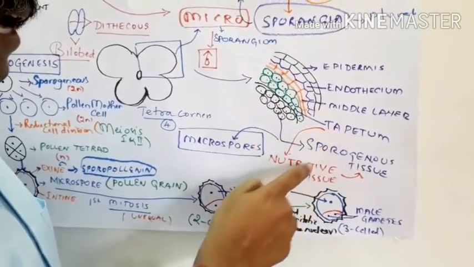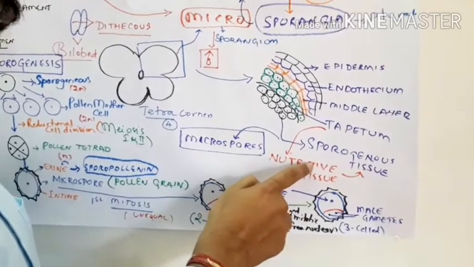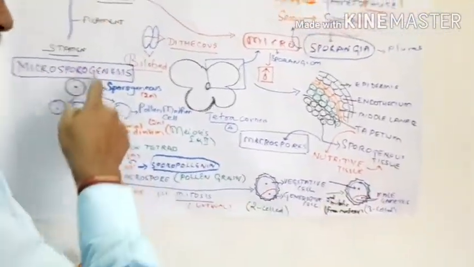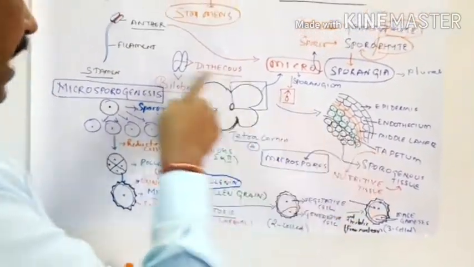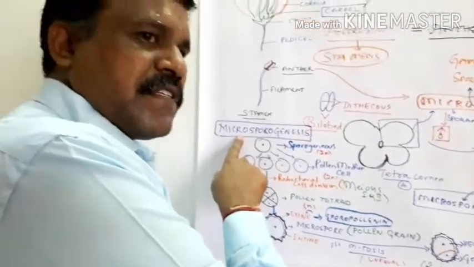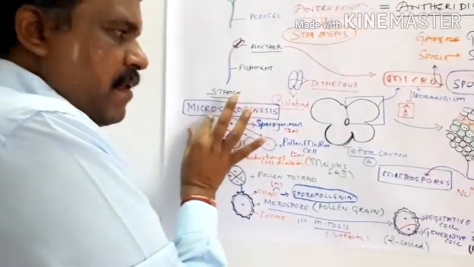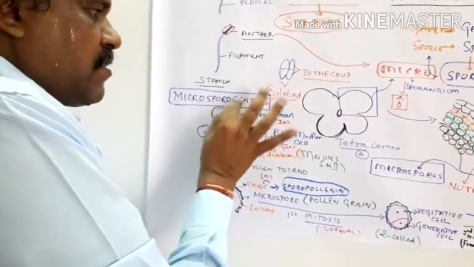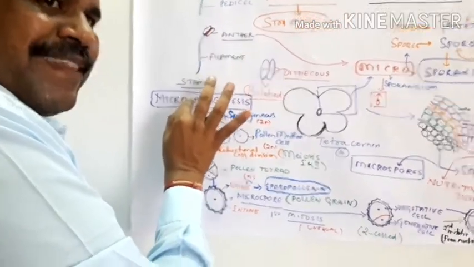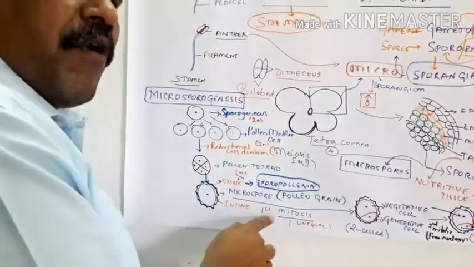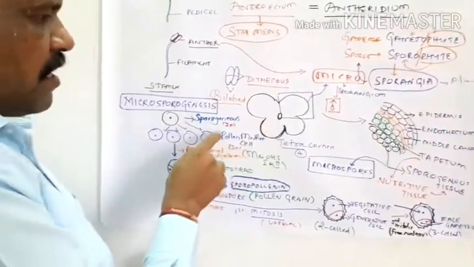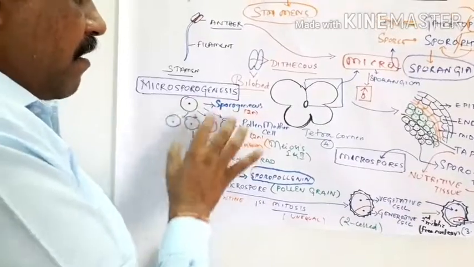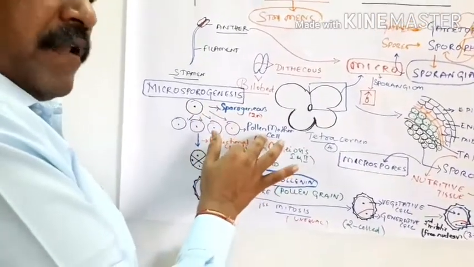Tapetum is a nutritive tissue required by the sporogenous tissue for the whole process. So the tapetum supports microsporogenesis, that is, the formation of microspores, which is nothing but the formation of pollen grains. Here we have the sporogenous tissue, which is 2N diploid. They undergo many mitotic divisions and form a pollen mother cell.